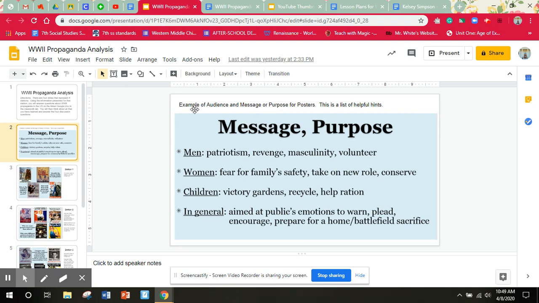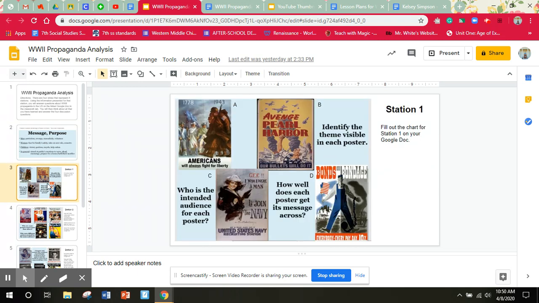And then in general, all this propaganda is aimed at the public's emotions to warn, to plead, to encourage, to prepare for a home or a battlefield sacrifice, right? So remember that the war was not fought in the United States. It was fought in Europe and it was fought in the Pacific, right? We know that because of the 2 maps that we've already done previously this week or last week. So when you look at this propaganda, think about what kind of message is being sent to the audience. What is the purpose of these posters? And kind of remember these roles that the different people play in each of these posters, right? So the next slide is station 1, right?